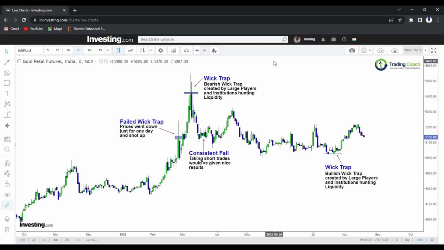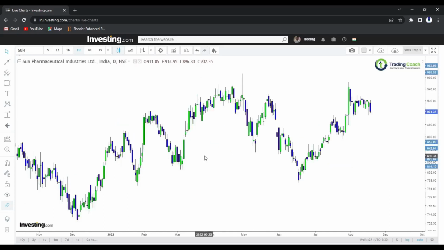So just to understand this setup in a much better way, what we can do is we can also look at the wick trap trading setup on a stock. All right, so what I'm going to do is look at a particular stock which is listed in NSE. So we will try to see how the wick trap trading setup has performed in that particular stock. All right, so let me open up the stock chart over here. All right, so let us take a look at this specific chart over here.